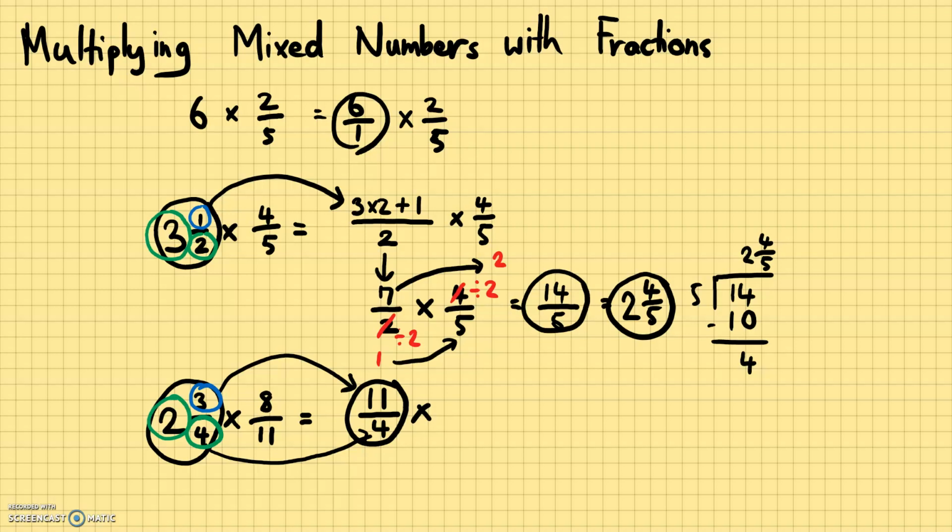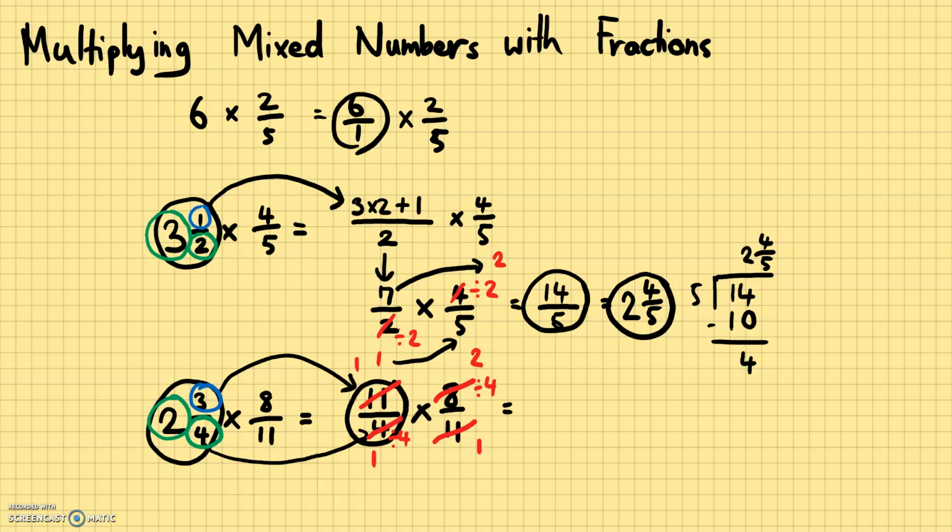Then times 8/11. Now we can cancel a lot of things here. The 11 will cancel with the 11. We can divide both sides by 11, so they both become 1. The 4 and the 8 will cancel. You can divide by 4 on both sides. Okay, so the 4 becomes 1, the 8 becomes 2.